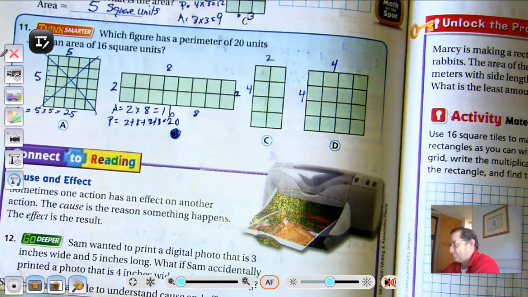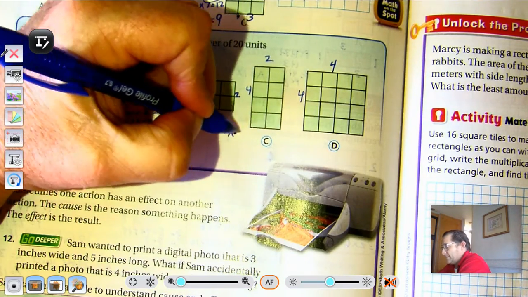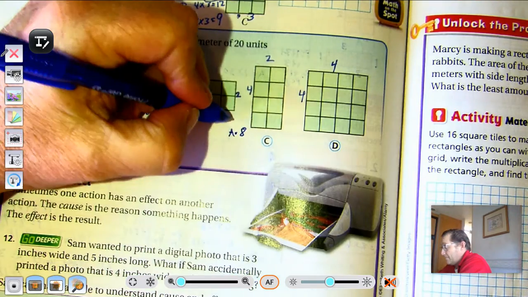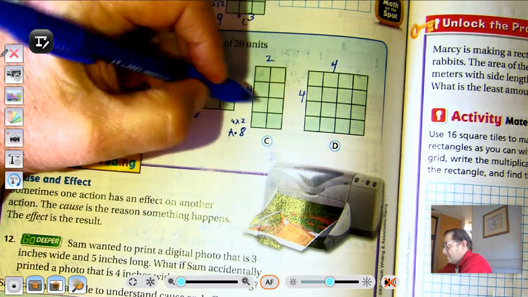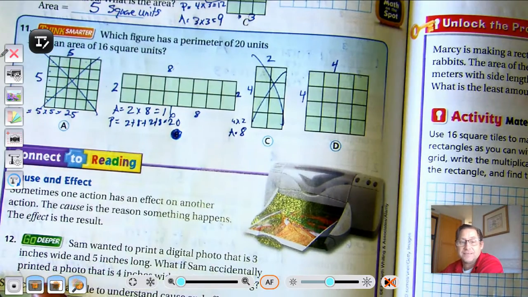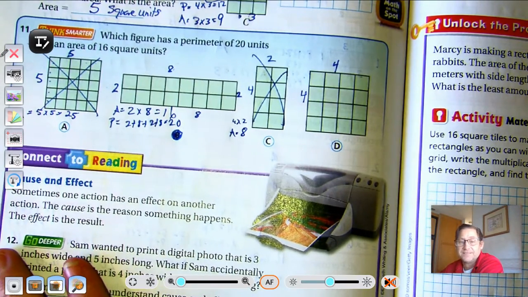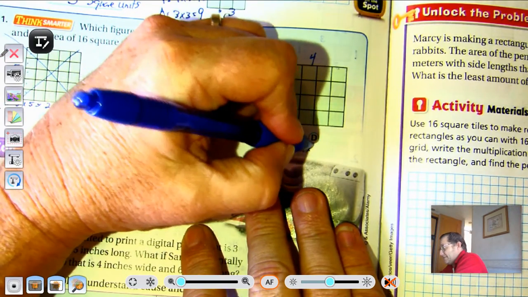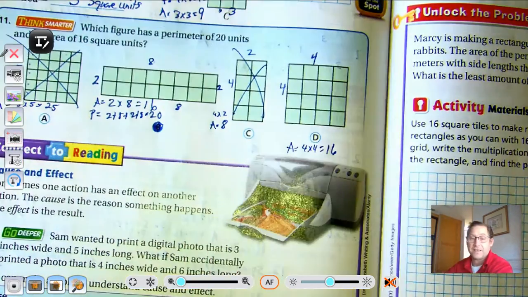How about C? Well, the area of C is 8, because 4 times 2, right? 4 times 2. So it can't be that. That doesn't have an area of 16. How about D? The area of D is 4 times 4, which is 16. Okay, that's good.